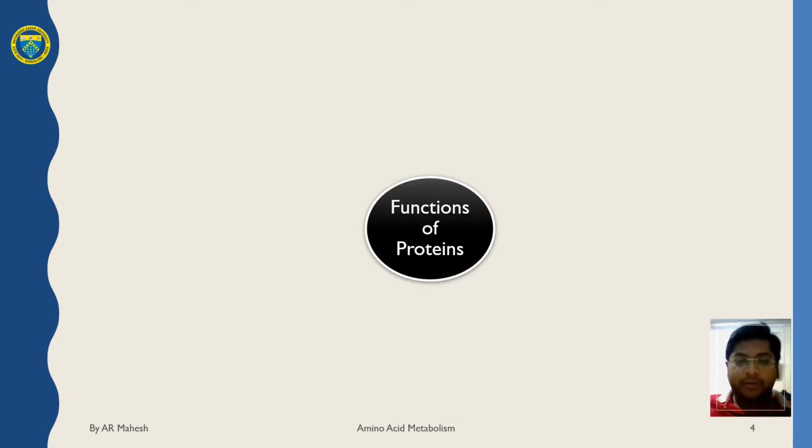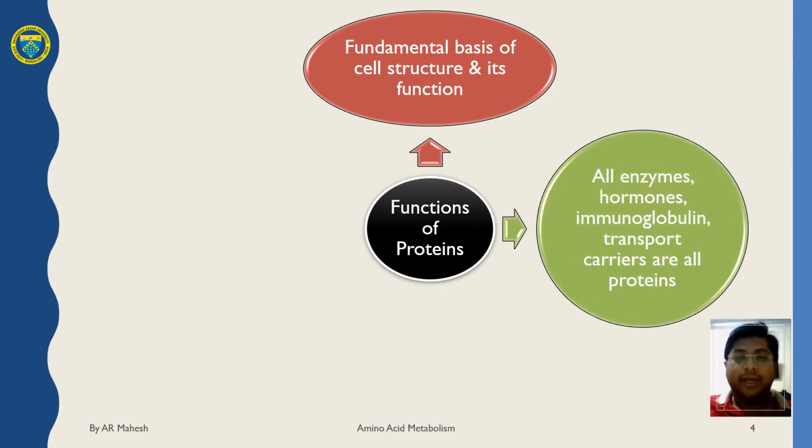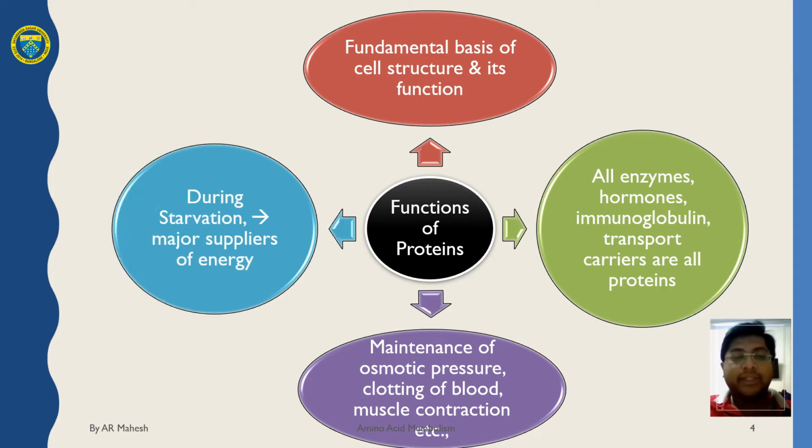Basic functions of proteins. It is the fundamental basis of cell structure and its function. The function of the cell and the cell structure contains proteins. All the enzymes, hormones, immunoglobulins, and transport carriers are all proteins. These proteins help in the maintenance of osmotic pressure, clotting of blood, and muscle contraction, and many more functions. And during starvation, these proteins are the major suppliers of energy.